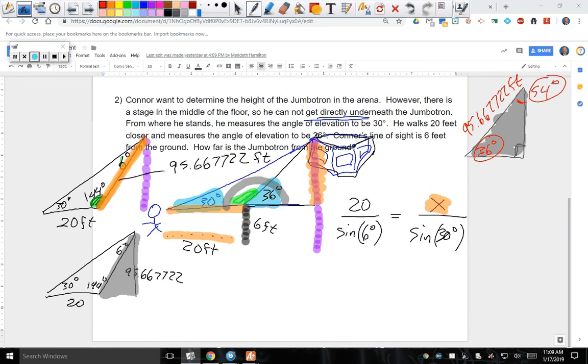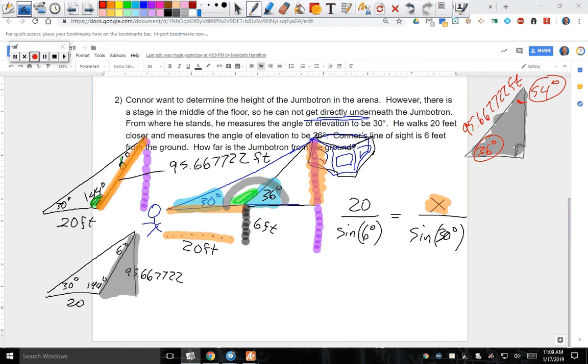So do I have to do law of sines with right triangles? No. I could just use SOHCAHTOA and I'm done. If they're right triangles, you don't have to do law of sines. Law of sines is for non-right triangles. Law of cosines is for non-right triangles. But if you have a right triangle, use SOHCAHTOA all day.